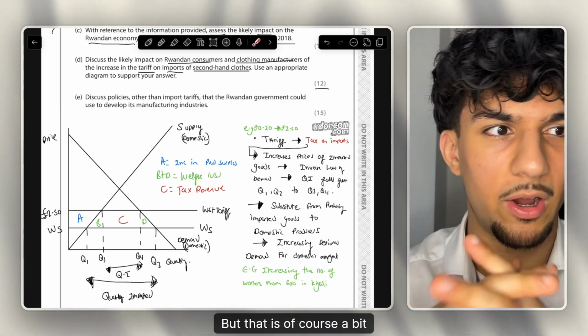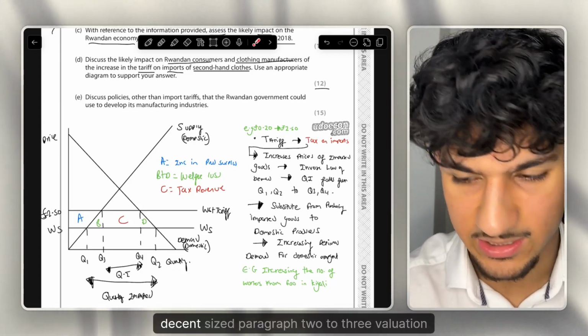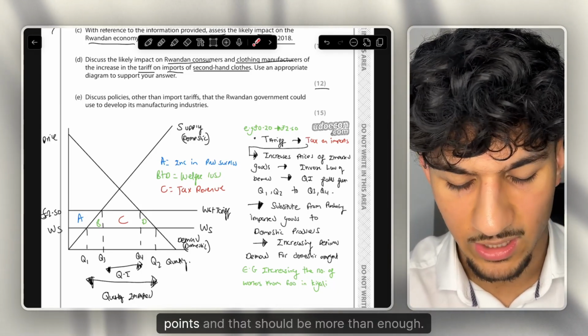But that is of course a bit of a side point. But yeah, that is how I would answer this 12-mark question. Of course, a decent sized paragraph, 2 to 3 evaluation points, and that should be more than enough.